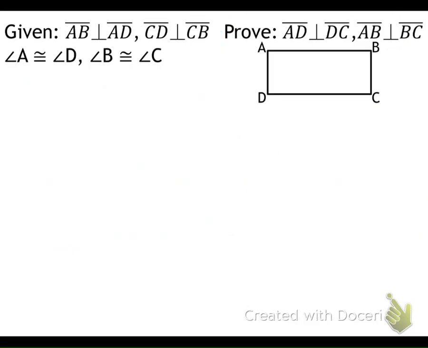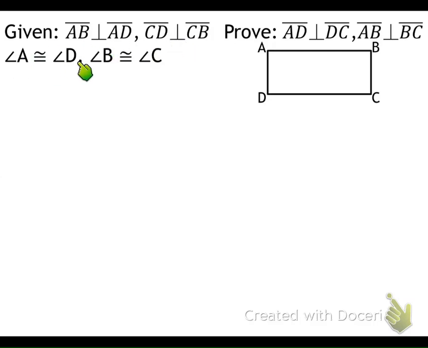Alright, next problem. Given: AB is perpendicular to AD, CD perpendicular to CB. If lines are perpendicular, that means we've got right angles. If we've got right angles, then we can say they're complementary, we can say right angles are congruent to each other, we can say right angles are 90 degrees. So there's all these things that happen just because of perpendicular lines.